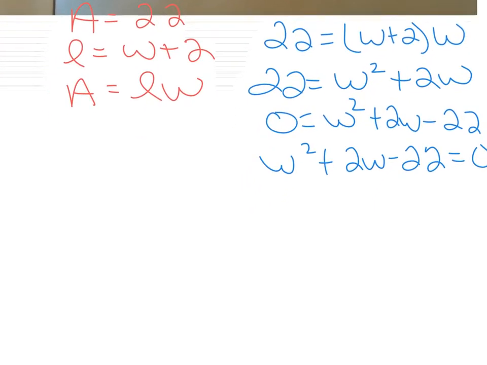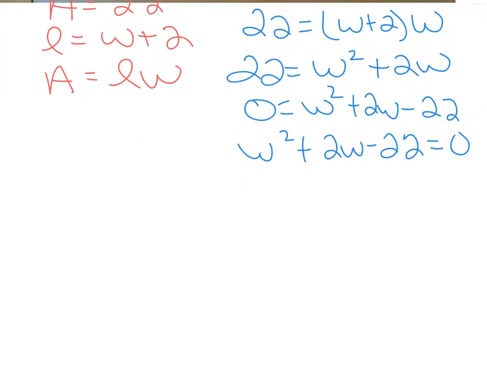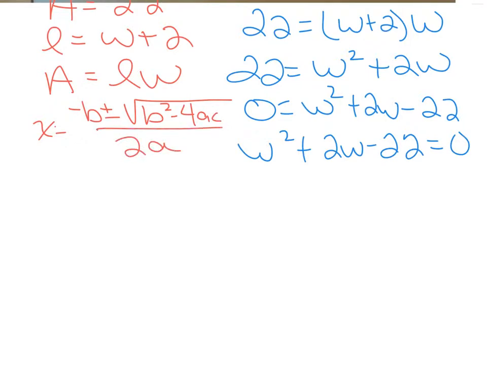Now, since we're going to use quadratic formula, we need to state what the formula is. So we're going to do that over here. X equals negative b plus minus the square root of b squared minus 4ac all over 2a. And we need to define a, b, and c. And remember, a, b, and c are the coefficients of your terms once you have them in descending order and equals 0. So a will be 1, b will be 2, and c will be negative 22.